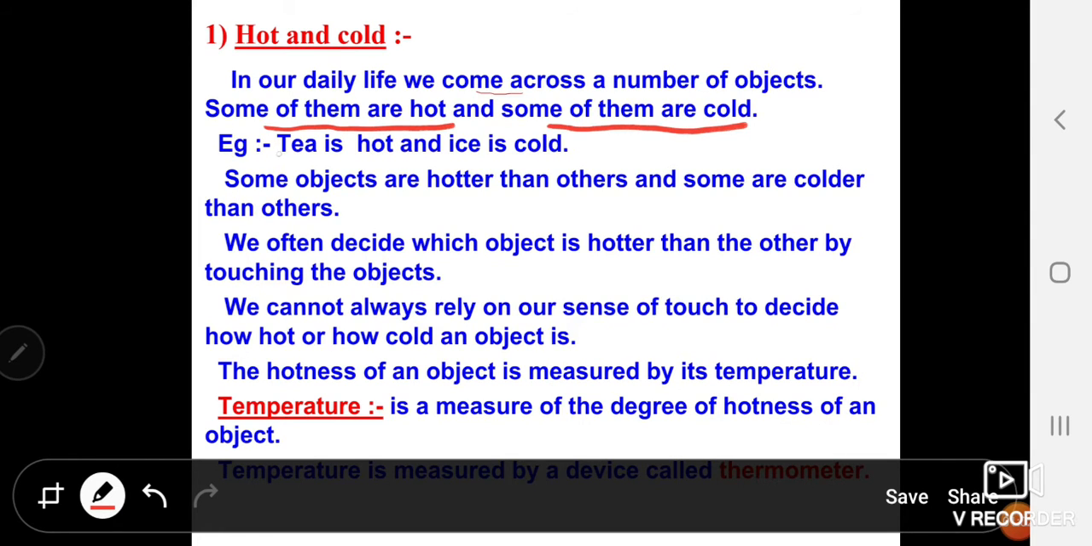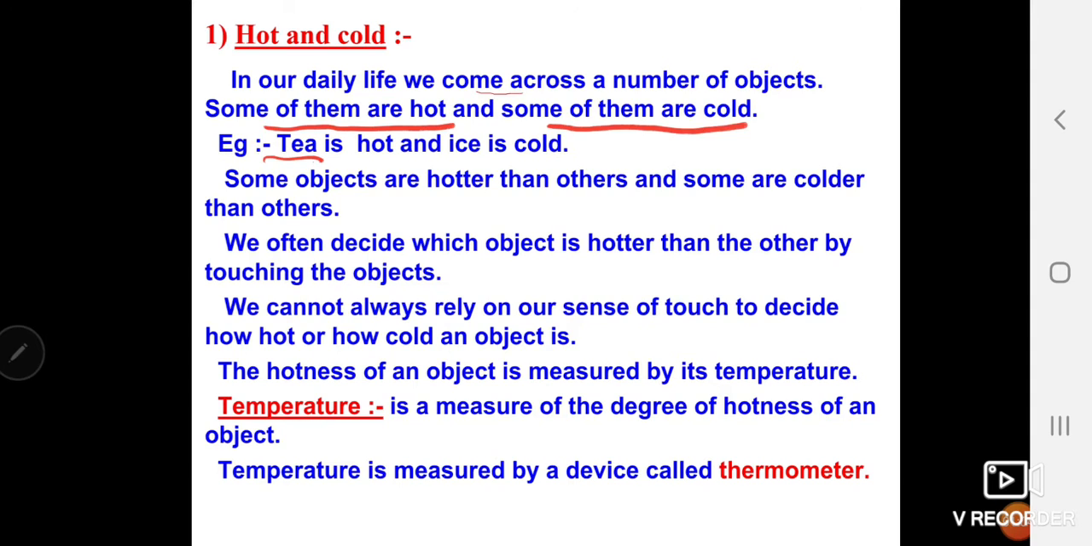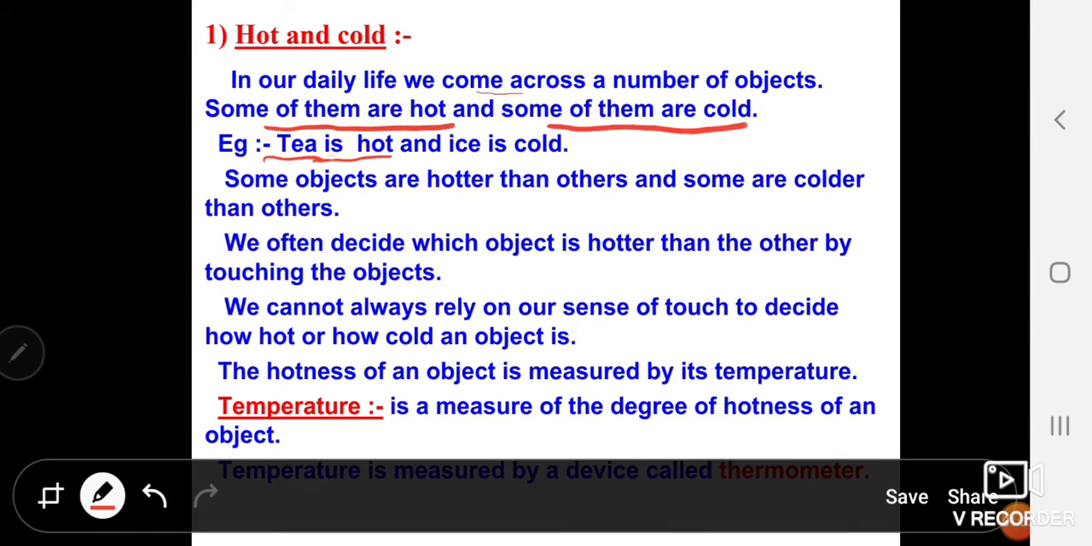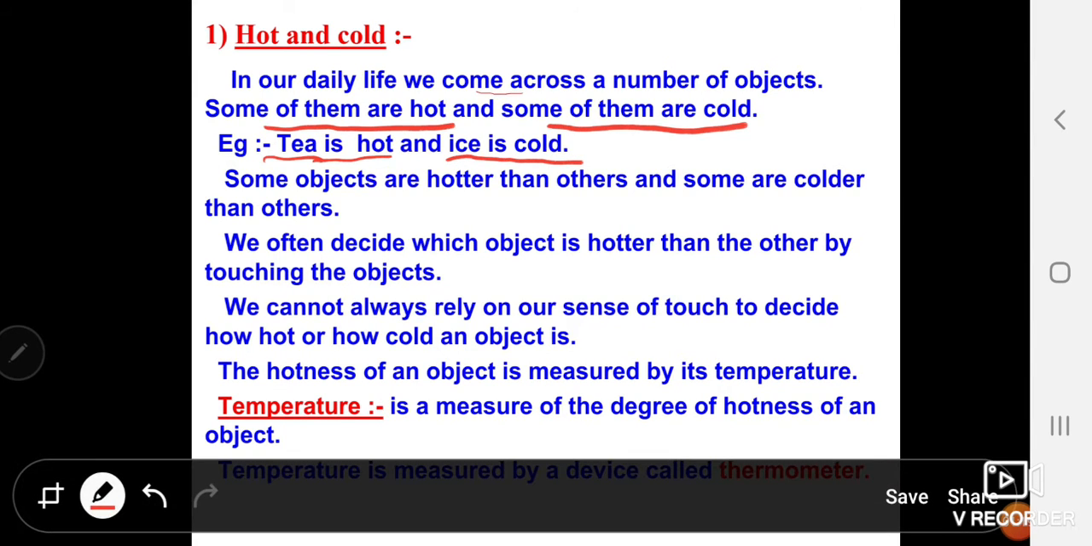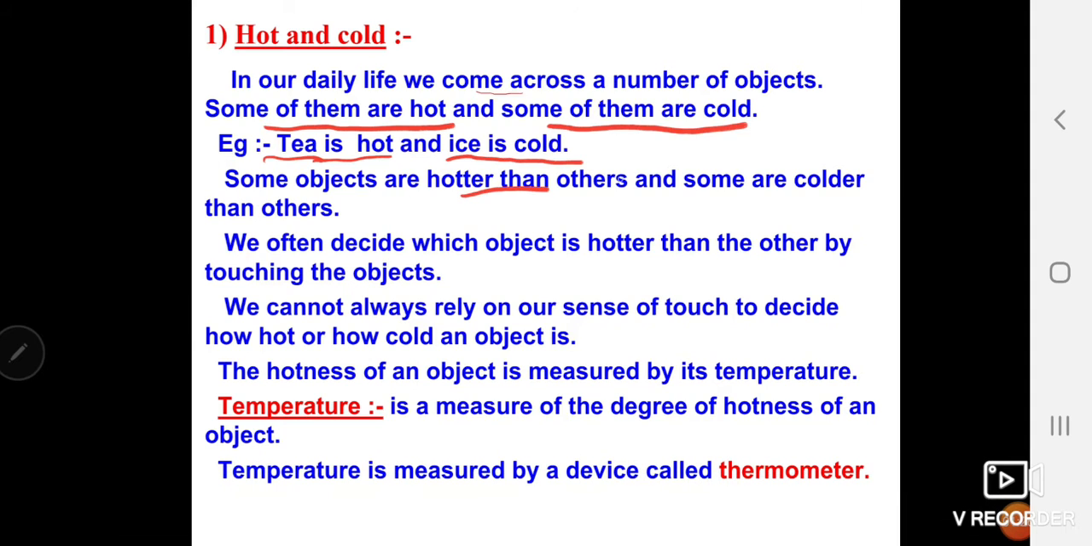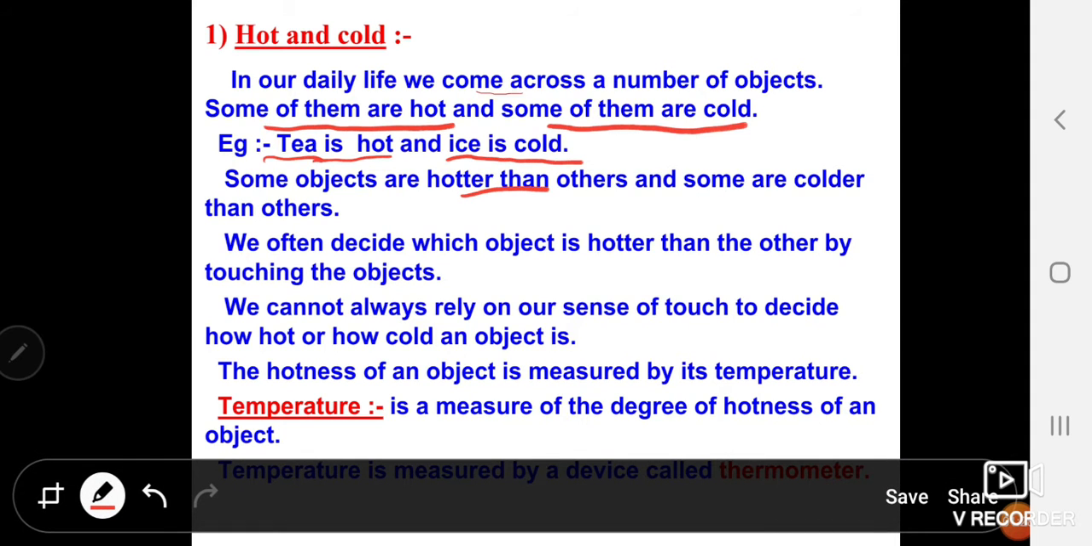For example, tea. So tea is hot. Just by touching or tasting, we can find out whether the tea is hot or cold. And ice is always cold, so this is also identified by touching and tasting. Some objects are hotter than others and some are colder than others. So all this identification is possible just by having contact with the objects.